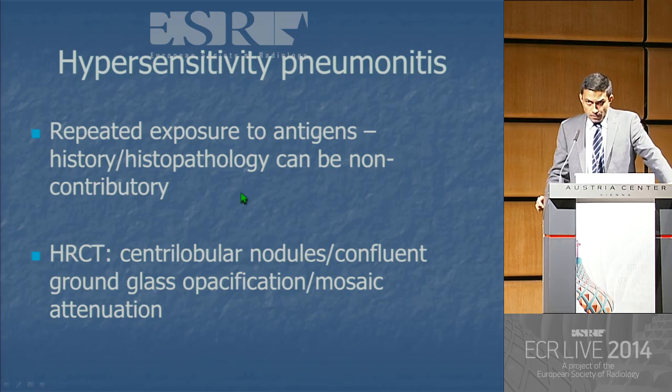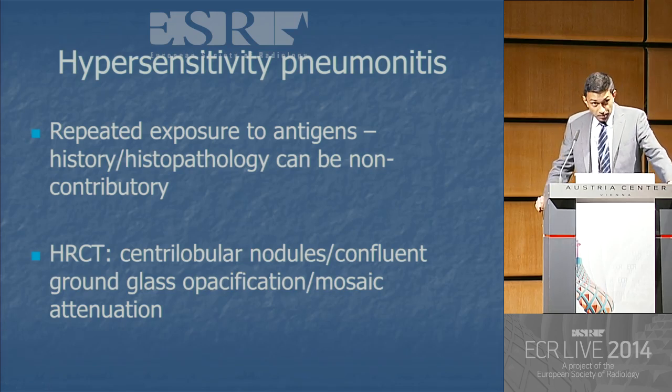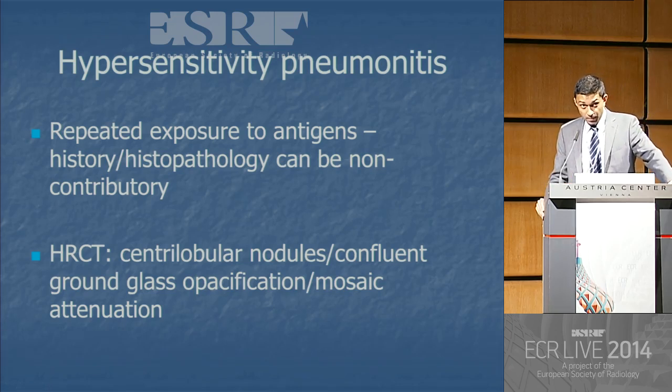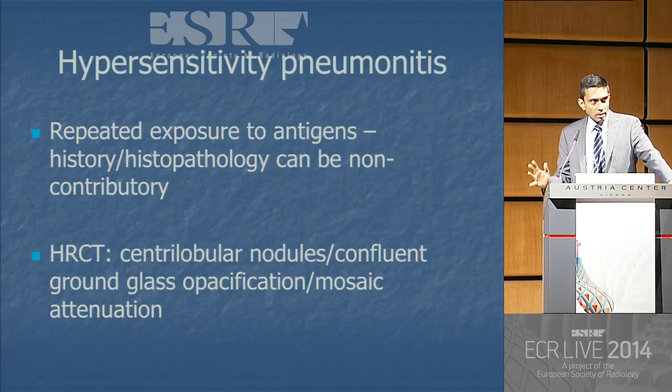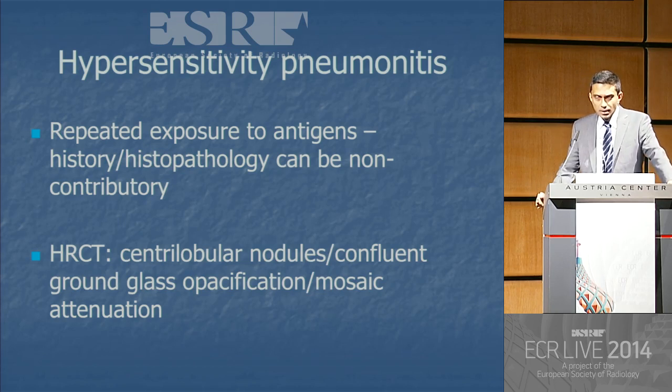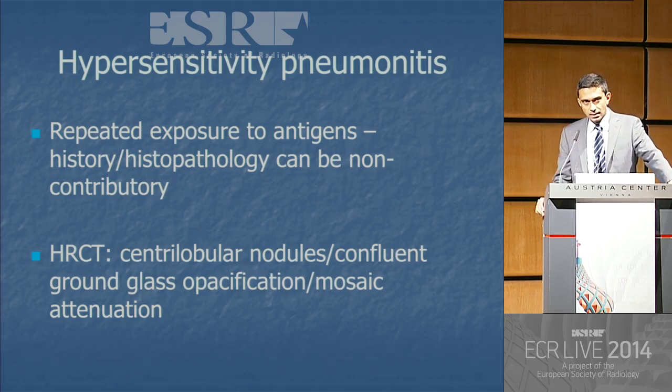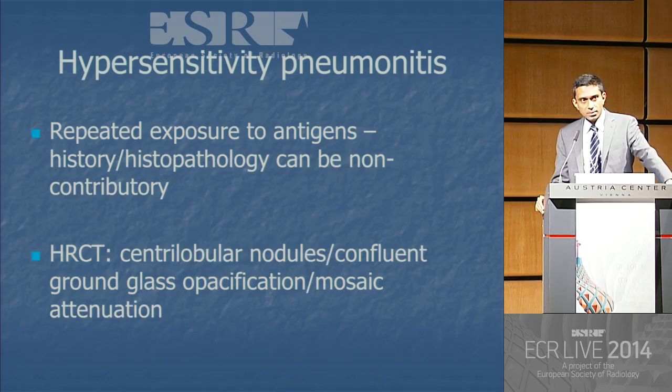So you probably all know this. Hypersensitivity pneumonitis, just to recap, is a condition characterized by repeated exposures to a particular antigen. And the reason why radiology is important is because quite often the clinicians are unable to elicit an exposure history. And actually, even when biopsy is performed, histopathology is only conclusive in about 50% of cases. So with that in mind, you can understand how CT becomes absolutely crucial.